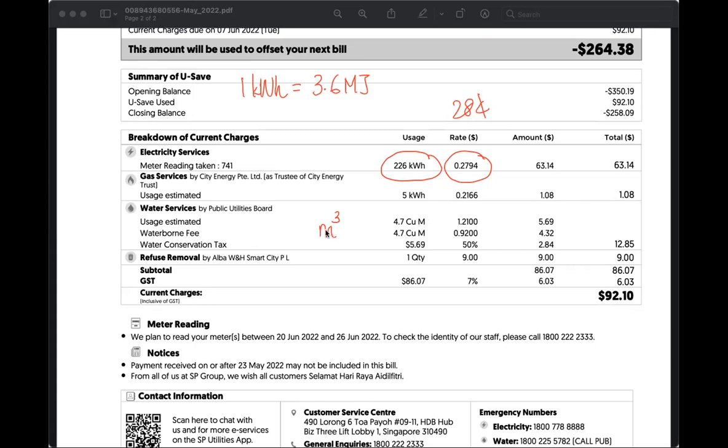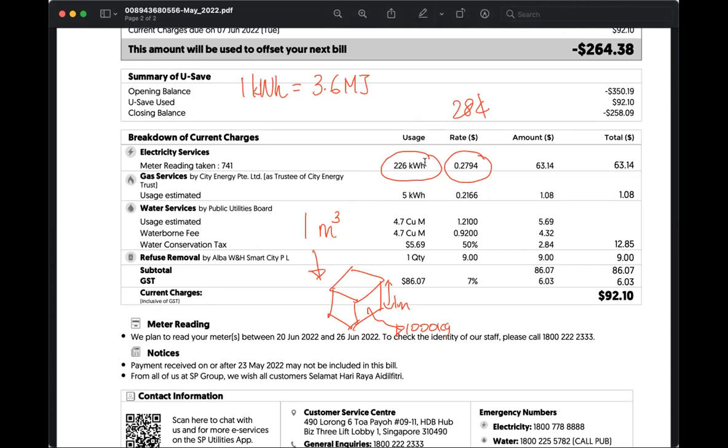So can you imagine what is 1 cubic meter? Imagine 1 meter by 1 meter by 1 meter. This is the same as a cube. If it's filled up all the way with water, it will be 1 cubic meter. And 1 cubic meter of water has a mass of about 1,000 kg. Clear so far?